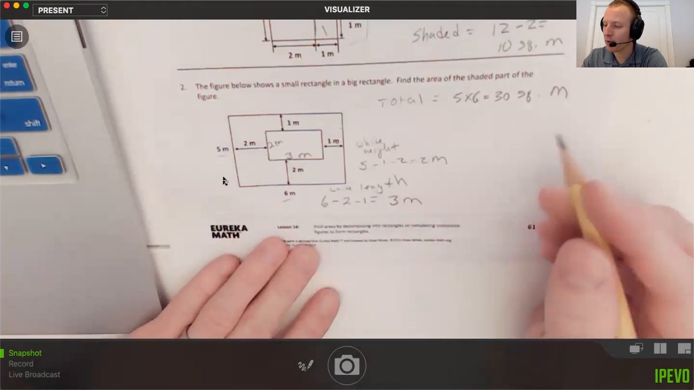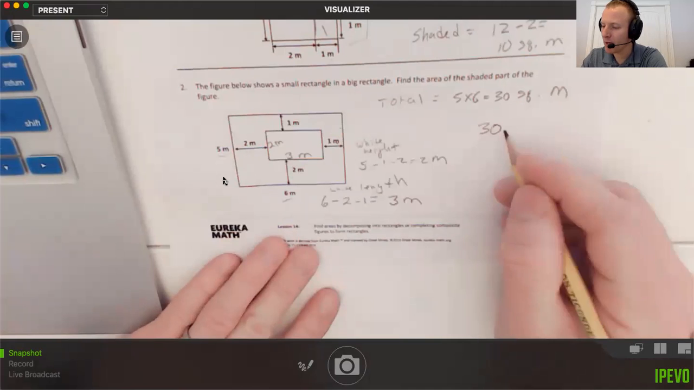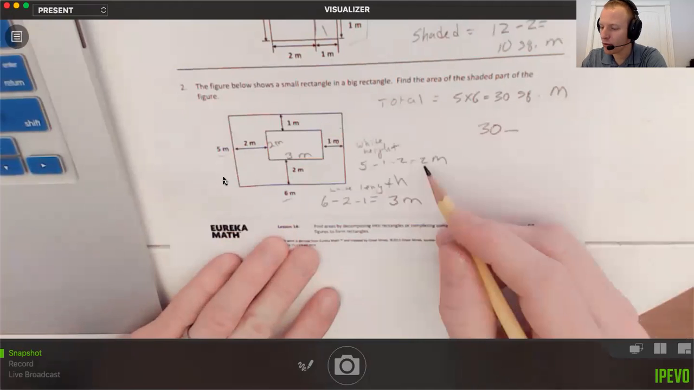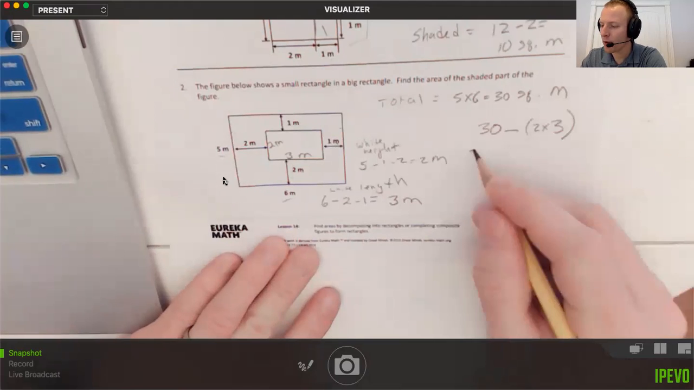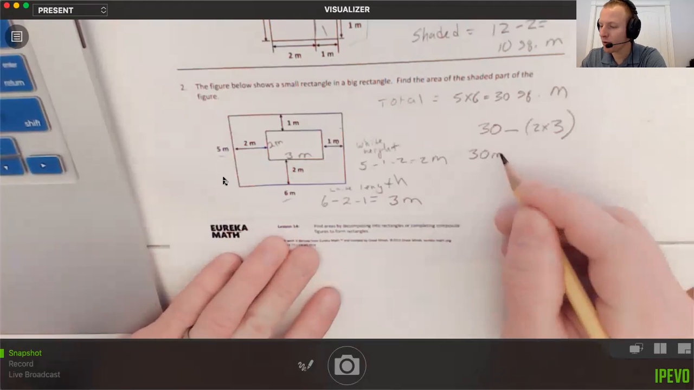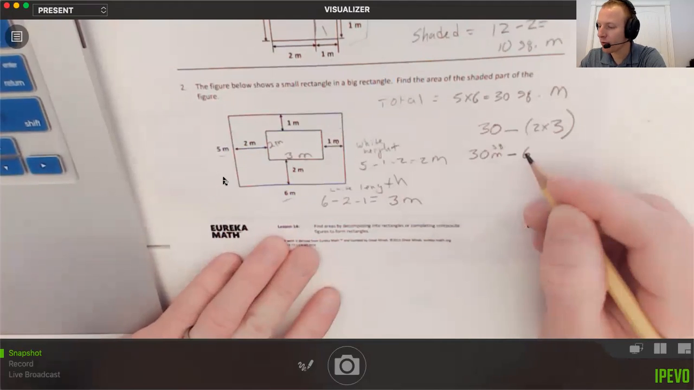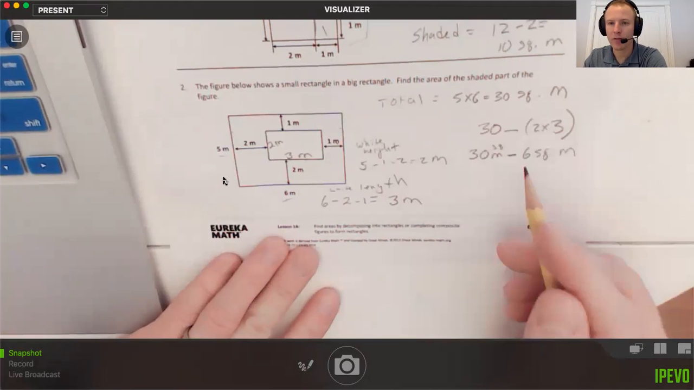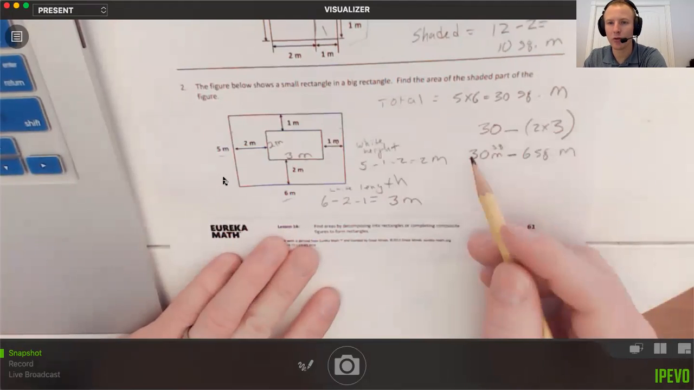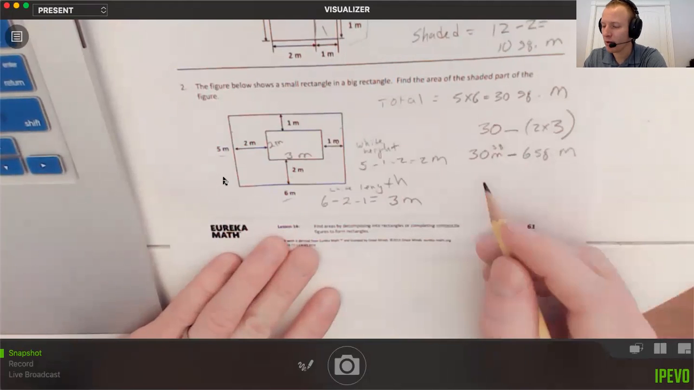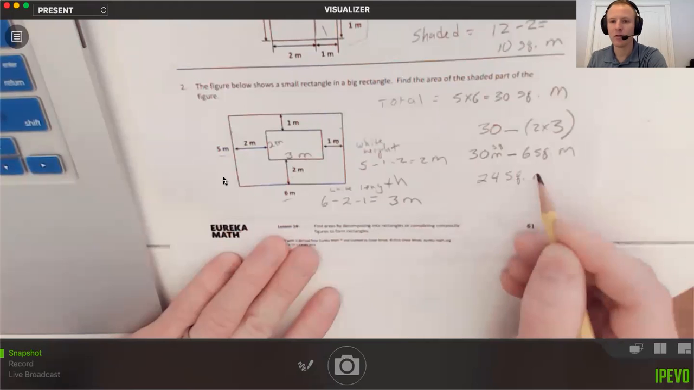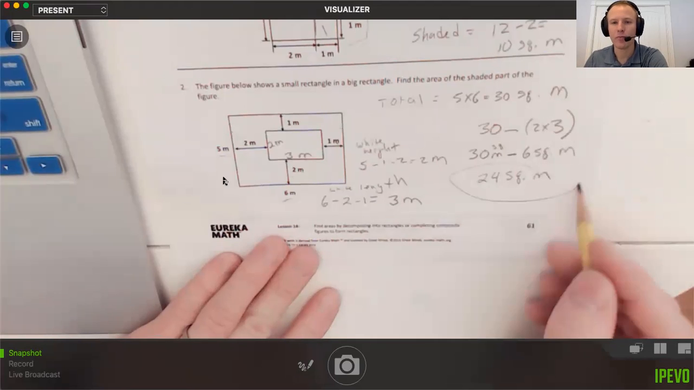So I have 30 minus 2 times 3. So 30 square meters minus 6 square meters. So I have the whole thing, including the white cutout, minus that white cutout is going to give me the shaded part. And that's going to equal 24 square meters. And that is our solution.